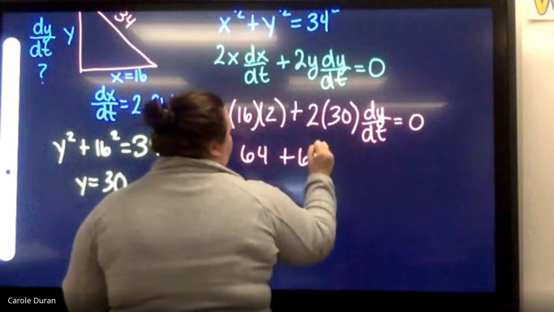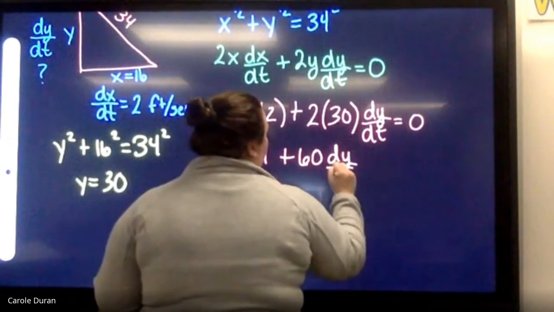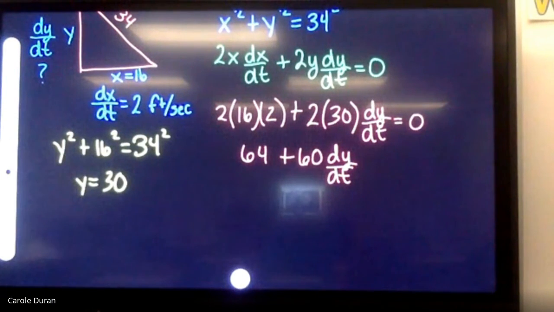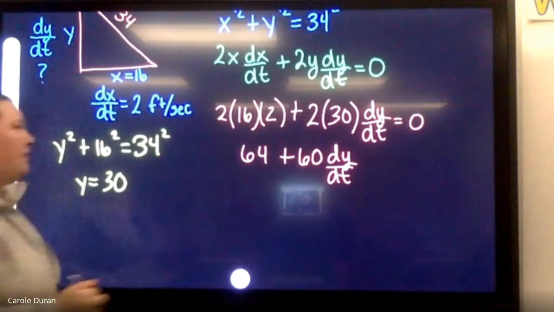The x is a constant. Oh, it doesn't have to be a constant because I know what it is at the specific point. That's why I was able to fill it in.